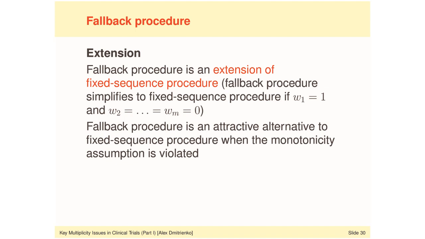And it is immediately obvious from this description of the fixed sequence procedure that it represents a very extreme case, when we put all of our eggs, so to speak, in the very first basket. And as a result, it may be a risky strategy when the monotonicity assumption is violated. When monotonicity cannot be assumed, cannot be justified, the fallback procedure is an attractive, viable alternative to the basic fixed sequence approach.